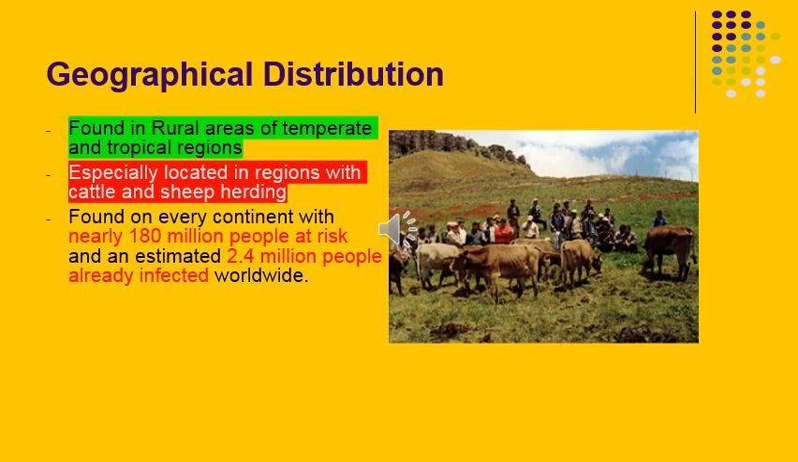The geographical distribution of Fasciola hepatica is very important because it is found in rural areas of temperate and tropical regions, especially in regions with cattle and sheep herding. WHO reported that it is found on every continent, with nearly 180 million people at risk and an estimated 2.4 million people already infected worldwide.